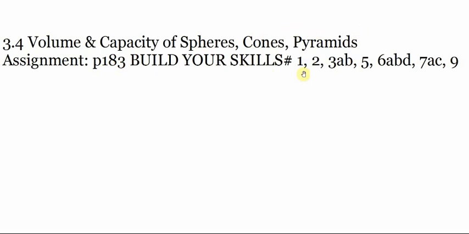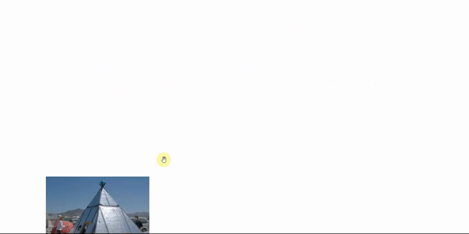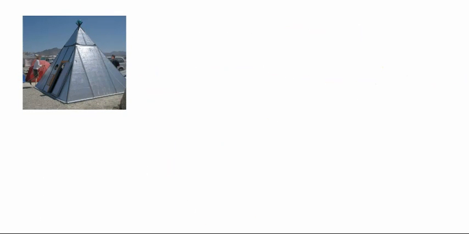Build your skills section. I just want you to do 1, all of 2, 3A and B, 5, 6 ABD, 7AC, and 9. Now, we're going to look at a few different case scenarios because we're looking at how we're going to calculate the volume and convert that in capacity of the following three shapes, which will also have some composite figures.